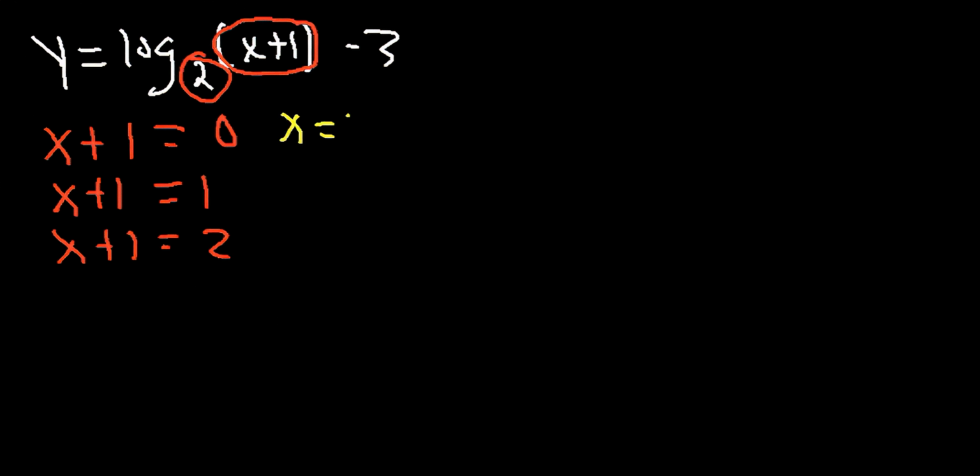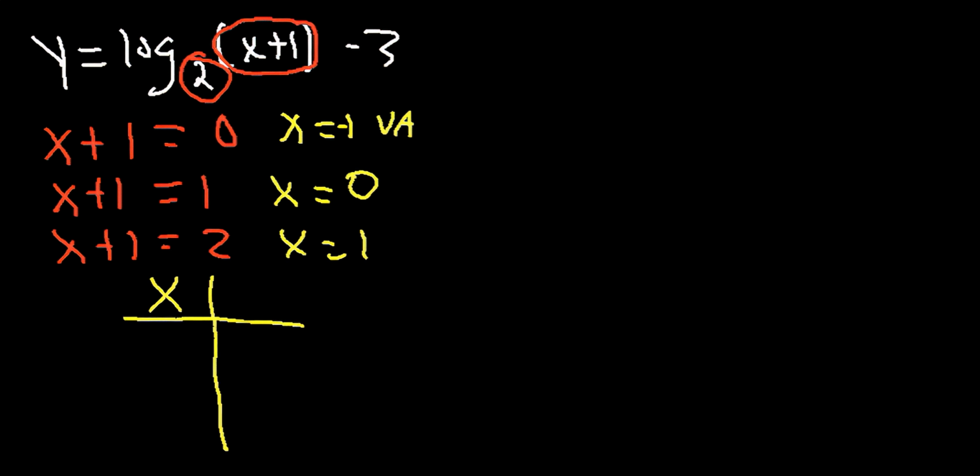So for the first one, we get x is equal to negative 1. That's the vertical asymptote. The next point, we get 0, and here we get 1. So let's make our table with these 2 points, 0 and 1. If you plug in 0 for x, you get 0 plus 1. Log of 1, regardless of what the base is, is always 0. So you have 0 minus 3, which is negative 3. If we plug in 1, 1 plus 1 is 2. So we have log base 2 of 2. The 2's cancel and give you 1. And 1 minus 3 is negative 2. That's why I chose those numbers, because you get nice whole numbers to deal with, which makes it easier to graph.